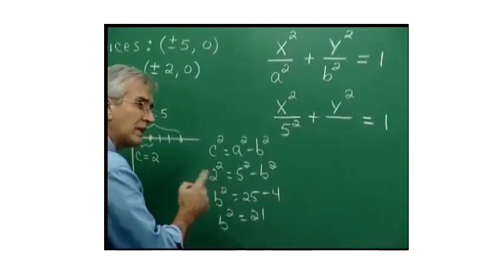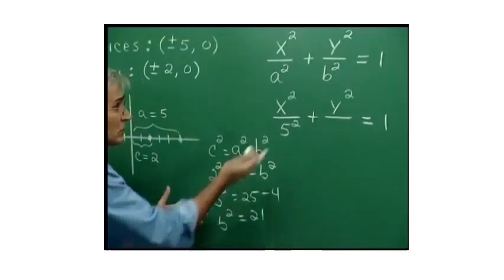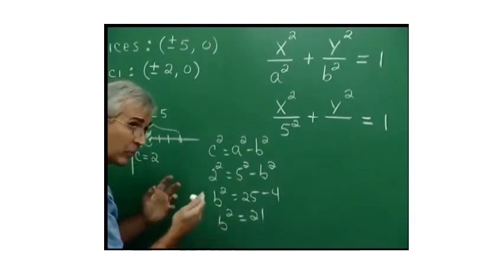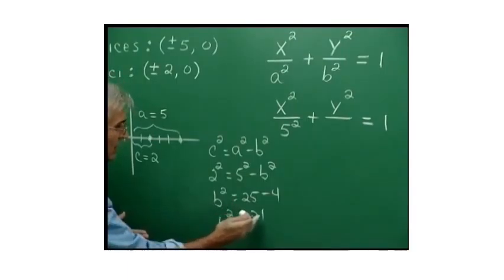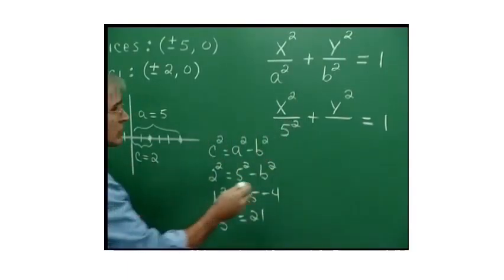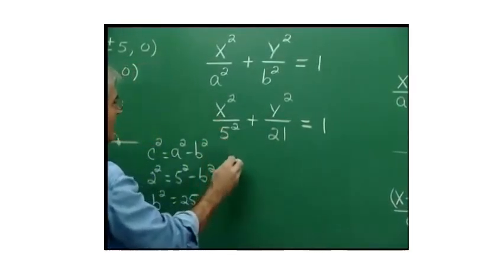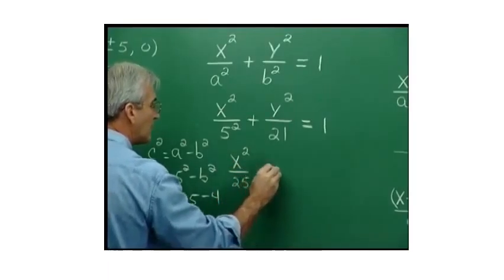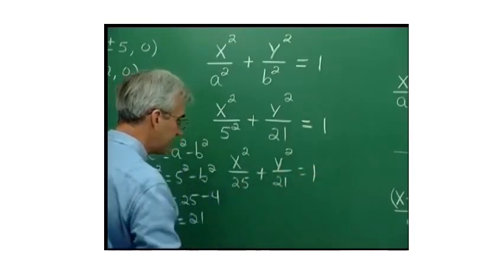But you know what? I don't need the value for b. I really need the value for b squared because of the nature of the equation. If I wanted to construct the graph and complete it, then I would need an approximation for the square root of 21 for that purpose. But I really just need b squared in order to plug in here. So I would put the b squared in as 21, and I'd probably rewrite this as x squared over 25 plus y squared over 21 equals 1.